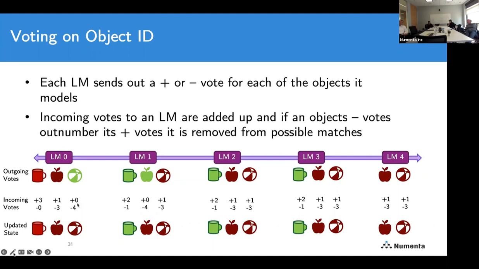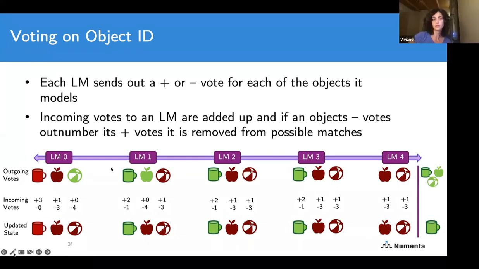Maybe this is more of a consensus-based thing. It's not consensus, it's voting, and it's like majority rule. Yeah, that's consensus. No, consensus means everyone has to agree, right? Yeah, so not everyone has to agree, because here the mug was negative in learning module 0, and it still ended up overall saying it is the mug.